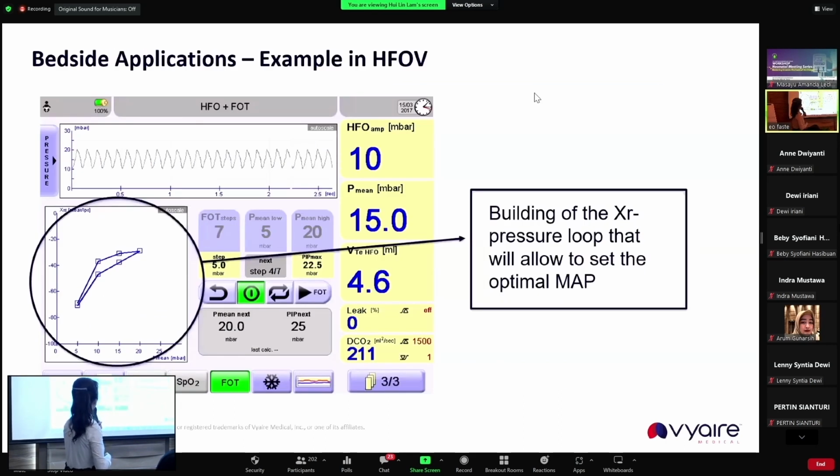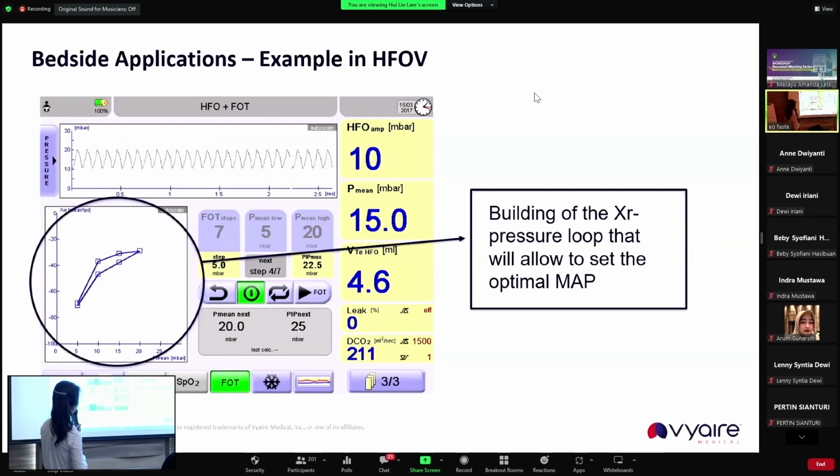So this is how the screen looks on the ventilator, where we can set the FOT for the patient. Here we have the FOT number of steps, then the mean airway pressure low, and then mean airway pressure high. It's showing that we will go from a mean airway pressure of 5, increase up to 10, then up to 15, and then up to 20. And then it will go back down from 20 to 15 to 10, and then to 5.